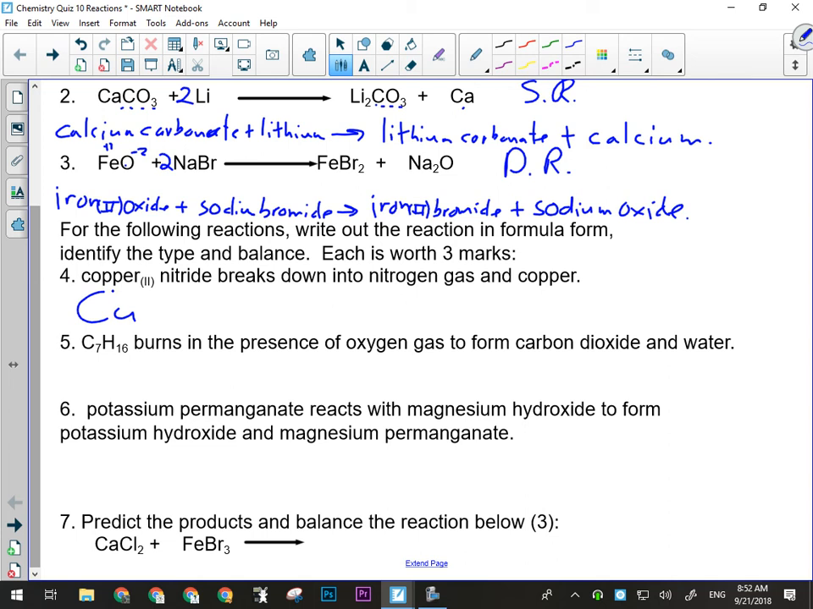Okay. All right, so for our fourth one here, we have copper 2 nitride. So copper with a 2+ charge with nitride that has a -3 charge is going to be Cu3N2. Very common mistake here with people writing Cu2. Okay, I see Cu2, but it's not the right Cu in this question. Okay, this is copper with the 2+ charge. Okay, doesn't mean there's 2 of them, it means its charge is 2+. All right, it is breaking down into nitrogen gas and copper.